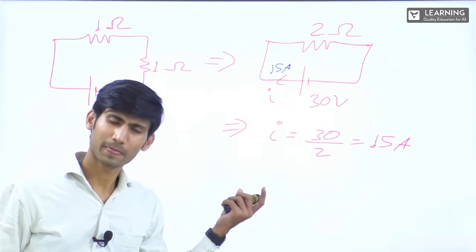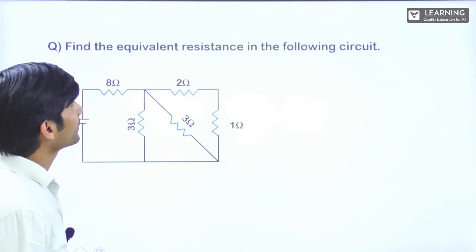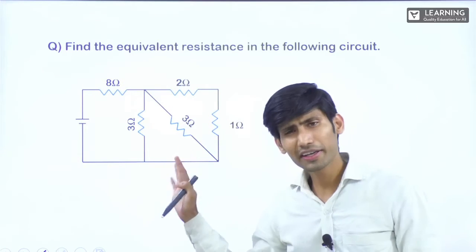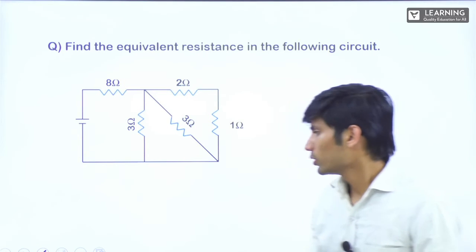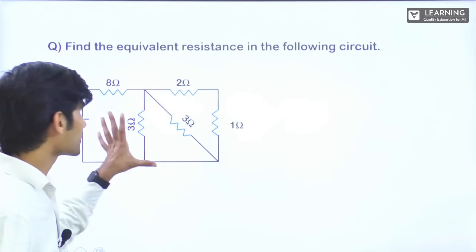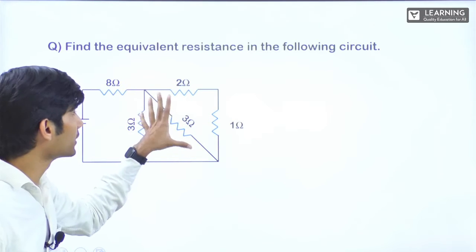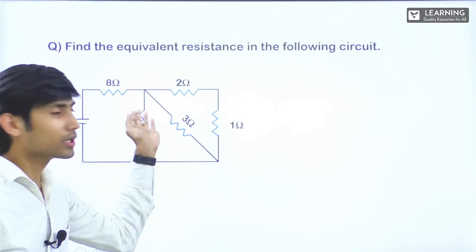Clear? Easy question. Alright. Next, find the equivalent resistance in the following circuit. Try this on your own. Again, it is easy. A mix of series and parallel. That's all. How do we do this? Whenever you get a question like this, just see which all are in series. First solve the smallest, go deep inside and see. Solve the series, solve the parallel, then again you will get one more series parallel, then keep on solving one by one.